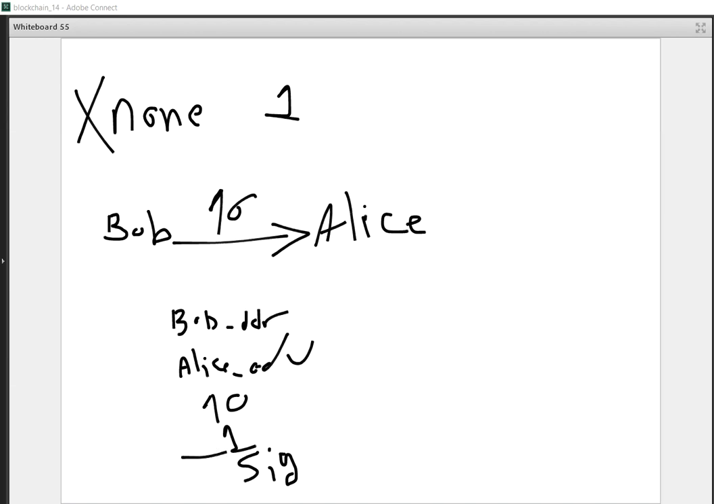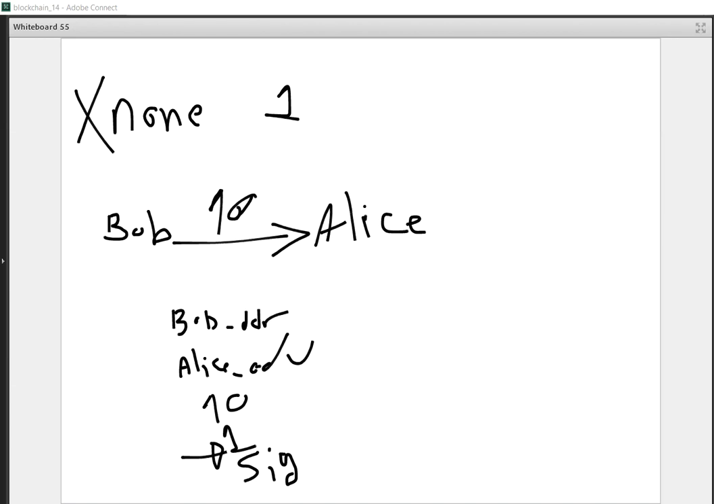Nonce is not the financial fee. No. This is the fee. Fee is the cost of putting the transaction inside the block.